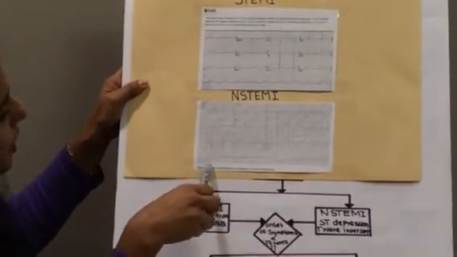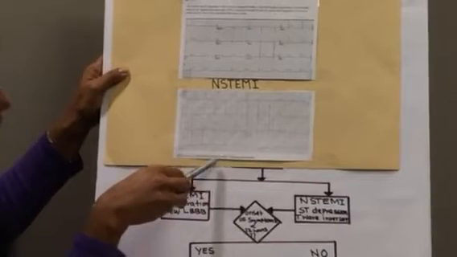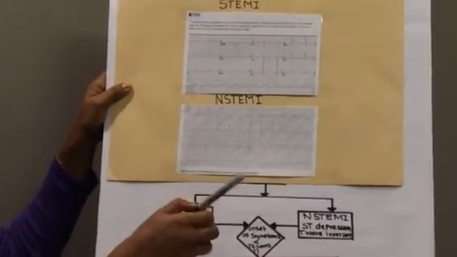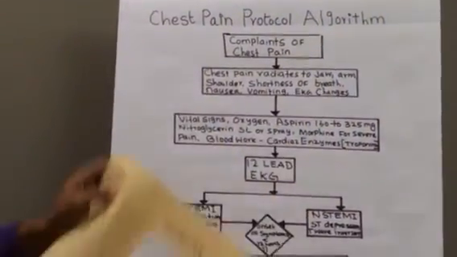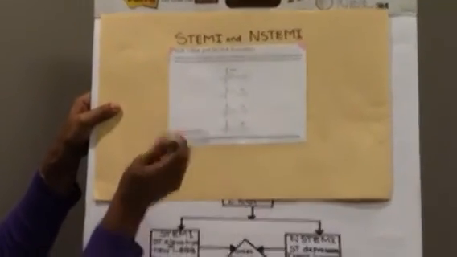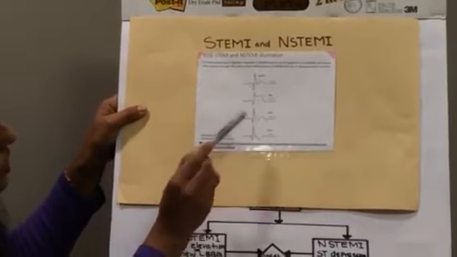And in the non-STEMI, you see a T-wave inversion, ST depression, or a T-wave inversion. That's what you see in non-STEMI. And this clearly shows what the ST segment is. If you see a big hump, that's the ST segment elevation. And then this shows the T-wave inversion right here.